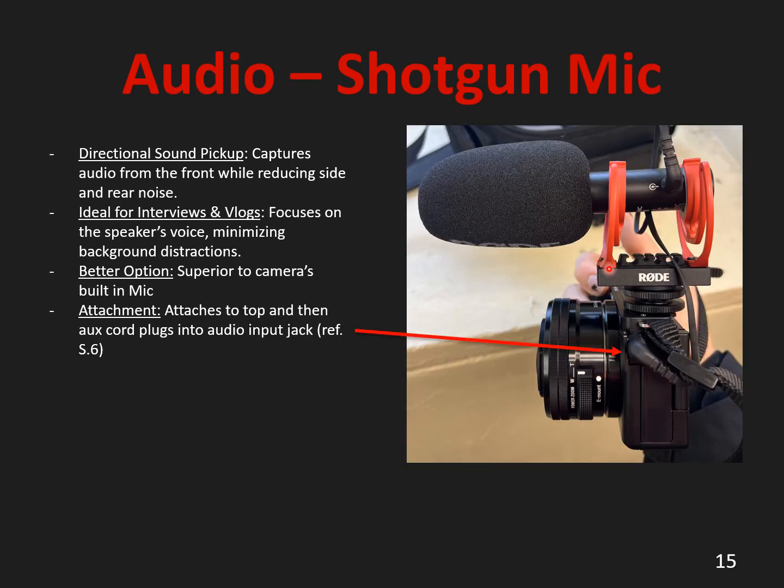Okay, so for the microphones that we have access to, we've got a shotgun mic, which is a directional sound pickup. It captures audio in front while reducing side and rear noise. It doesn't totally cut out noise from the side or rear, but it definitely reduces it. It's ideal for interviews and vlogs. It's superior to the camera's built-in mic. And as you can see, in the previous slide when I showed the top of the camera, we saw the audio attachment location, and it plugs into the audio input jack.